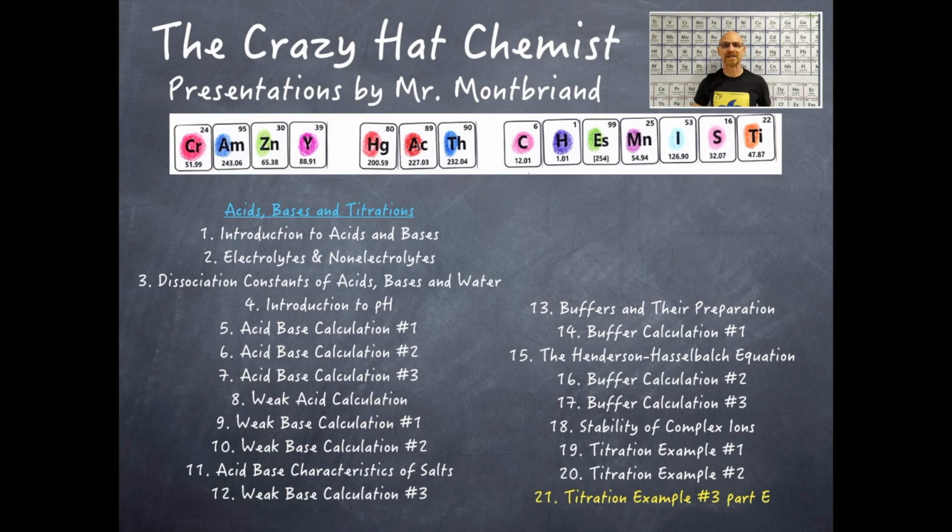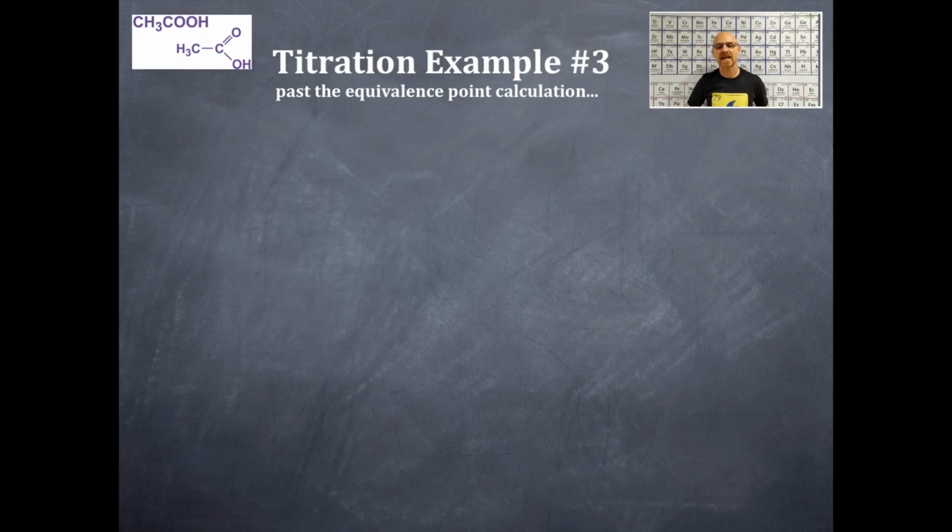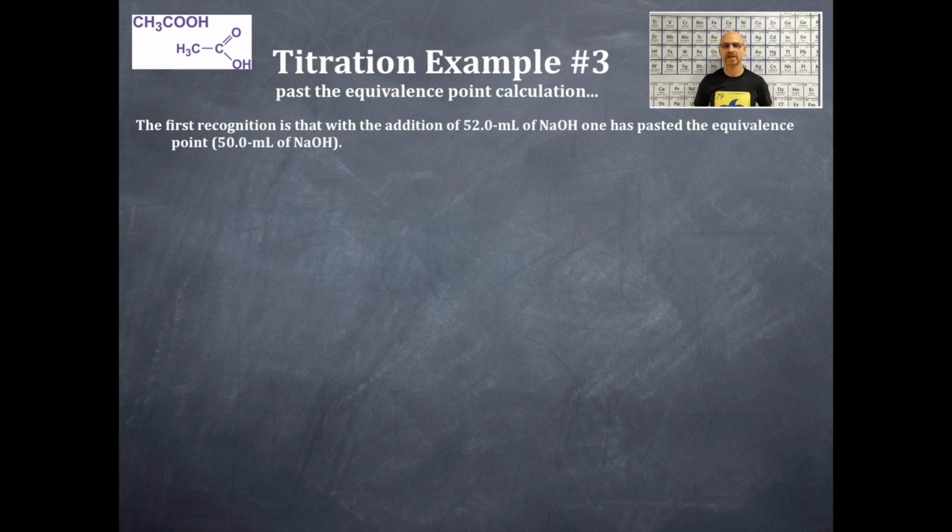All right, so let's get going. Today, titration example number 3, we're going to do a past the equivalence point calculation. The first recognition here is that with the addition of 52 milliliters of sodium hydroxide, one has passed the equivalence point. The equivalence point is 50 milliliters. We already made that calculation in part C with the equivalence point endpoint.